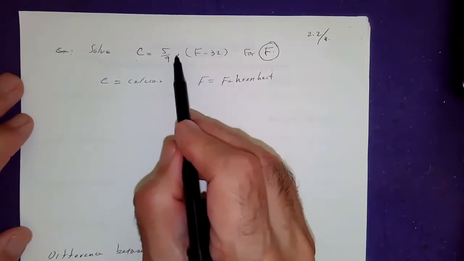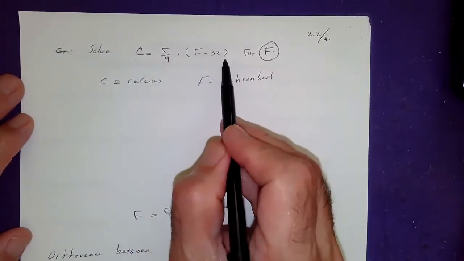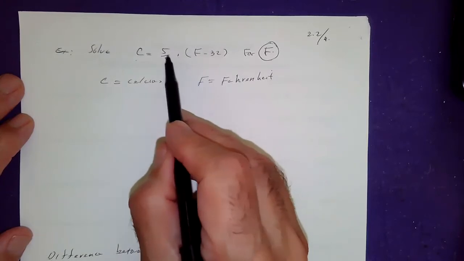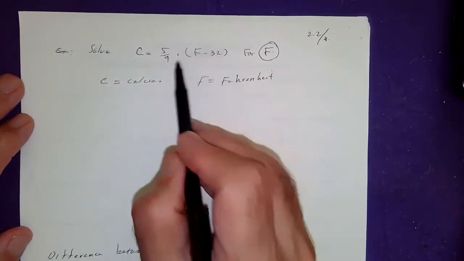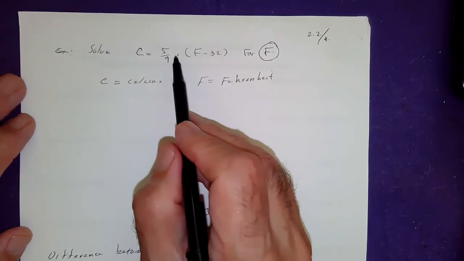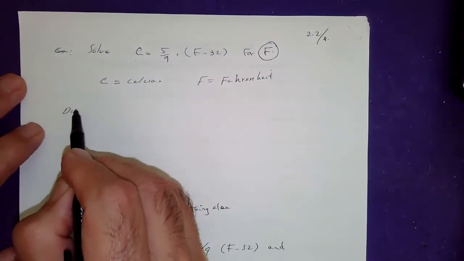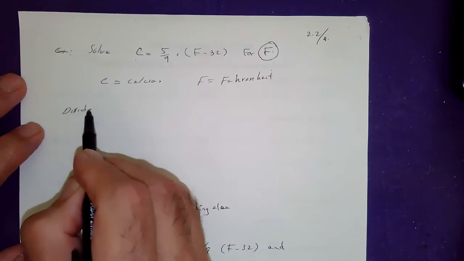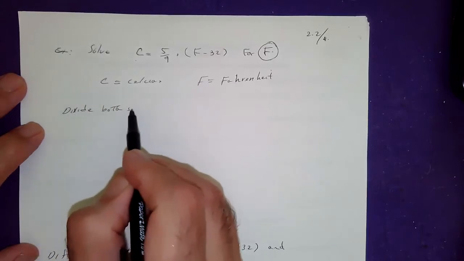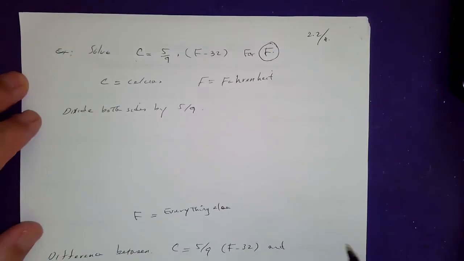Because there is a multiplication between 5 over 9 and what? This quantity, because there's no plus or minus between 5 over 9 and this parentheses. So by default, that means multiply. Opposite of multiplication is division. So we would say what? Let's divide both sides by 5 over 9.